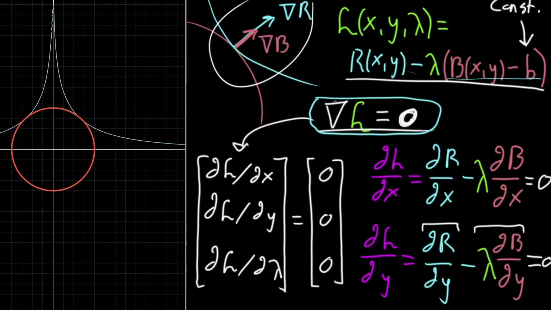So with that, I'll see you next video where I'm going to talk about the significance of this lambda term, how it's not just a ghost variable, but it actually has a pretty nice interpretation for a given constraint problem.